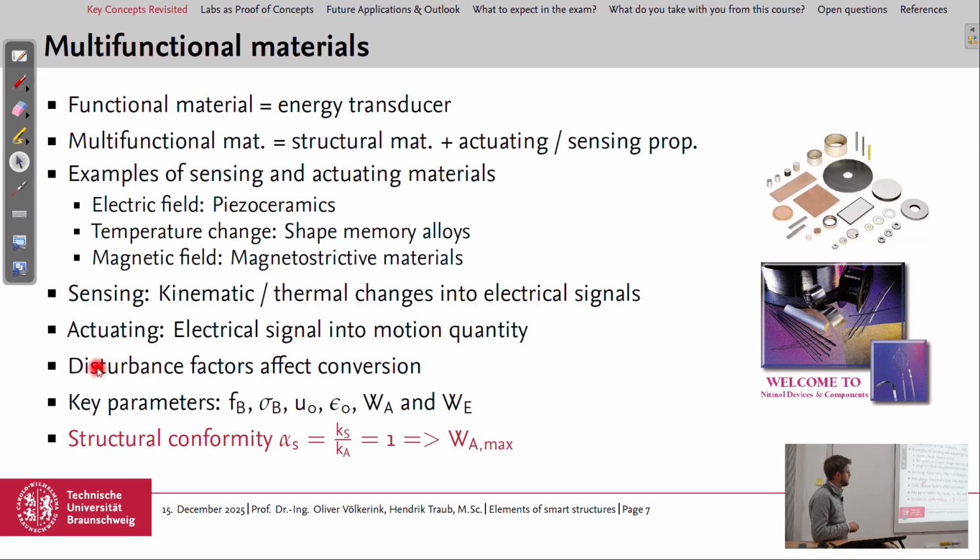The conversion is not perfect. We have disturbance factors like losses, so nonlinear behavior, and also hysteresis effects due to heating, due to domain wall conversions. And we introduced key parameters like the blocking force, the blocking stress, free displacement, free strain, work capacity, specific energy, and structural conformity.